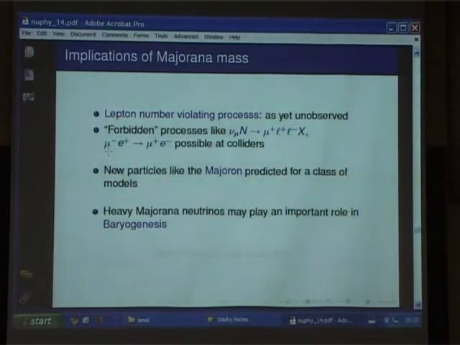Or you can have a reaction which is mu minus e plus going to mu plus e minus. So here also, although the sum of lepton numbers is the same, the muon number and lepton number is violated. And one can show that at high energies, you can't see oscillations in this process. So if you see this process at colliders, this can happen only when lepton number is violated.